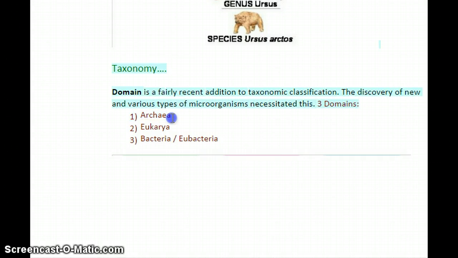Archaea. So archaea are a type of microorganism very similar to bacteria. Eukarya. Eukaryotes include animals and plants and fungi. And then there's a bunch of single-celled organisms that are also eukaryotes. And then bacteria, or eubacteria, is of course the domain that consists of bacteria.